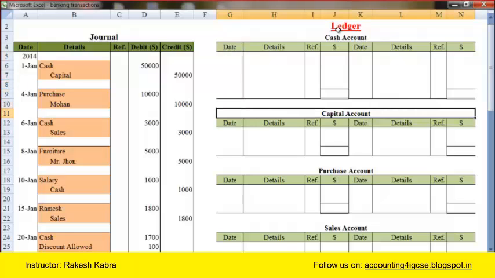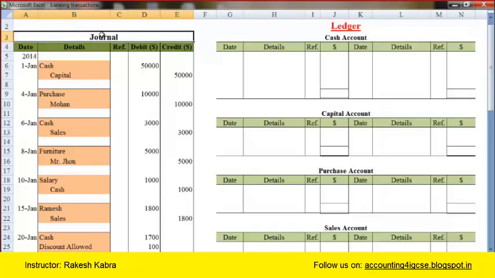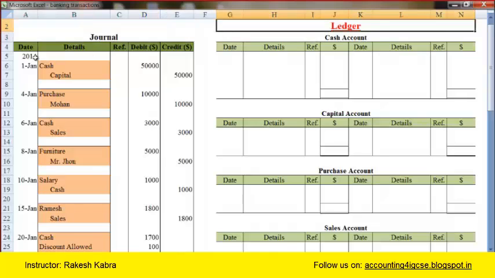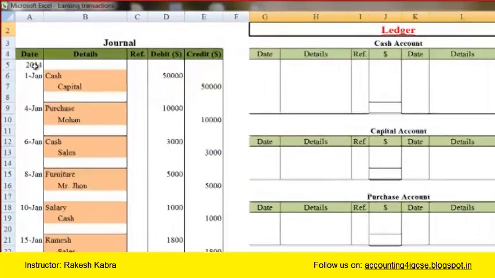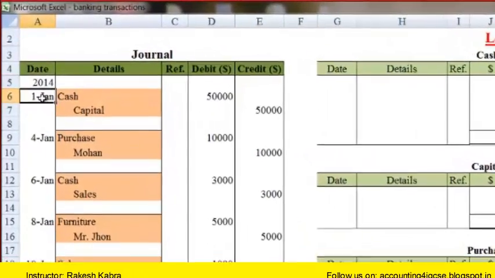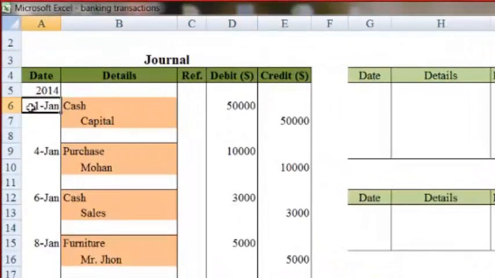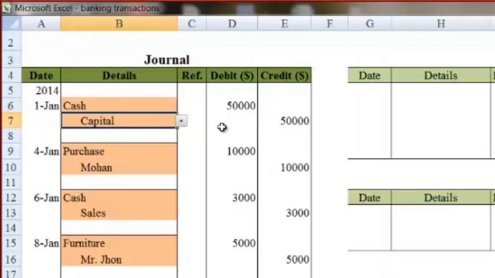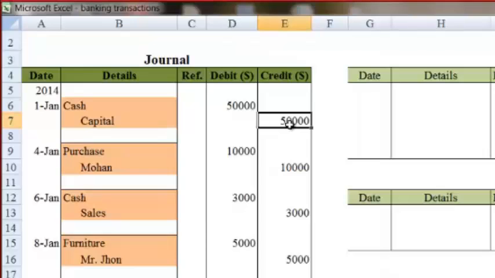So here we have the journal and here we have the ledger, and in the ledger I have opened several accounts. Now I am going to explain how to make ledger posting, how to transfer journal entries from the journal to the ledger. Here we have the first entry, conducted on 2014 January 1st. What is the entry in the journal? Cash debit, capital credit, and the amount is 50,000.